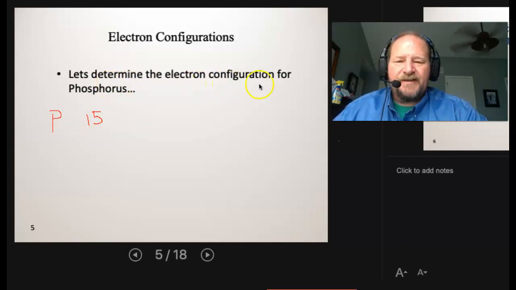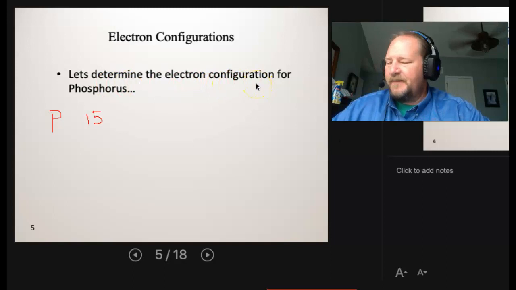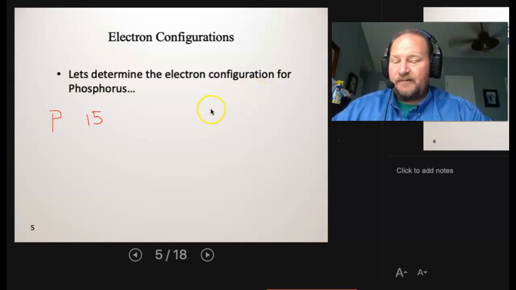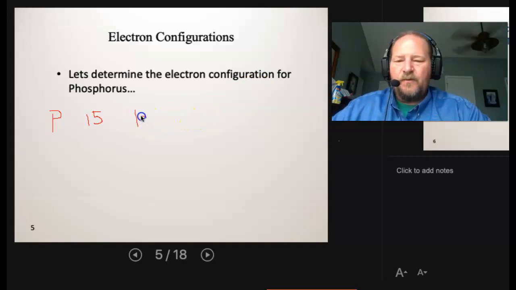Now, if I want to go straight to the electron configuration, I can just follow along with my periodic table, starting with element 1, hydrogen. And now I have to go through the first period. So I need hydrogen and helium. Hydrogen and helium will be the first period, and that's going to be 1s2.